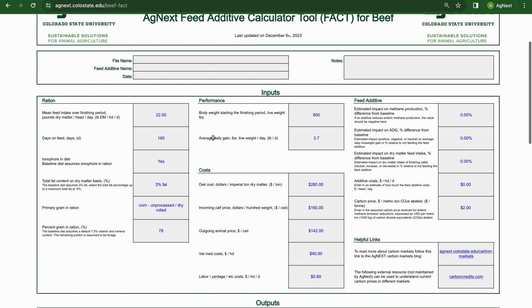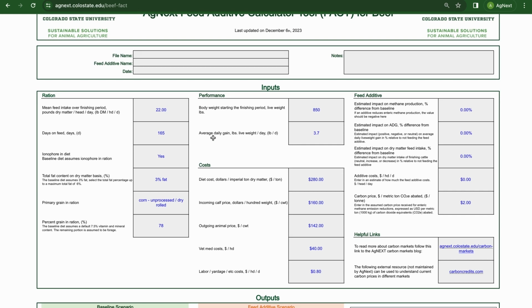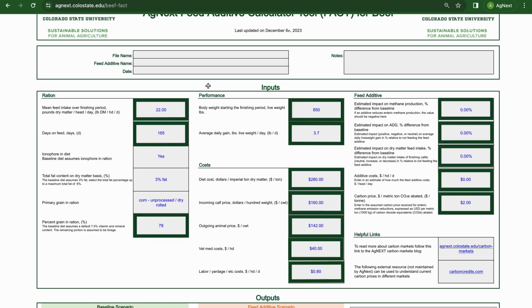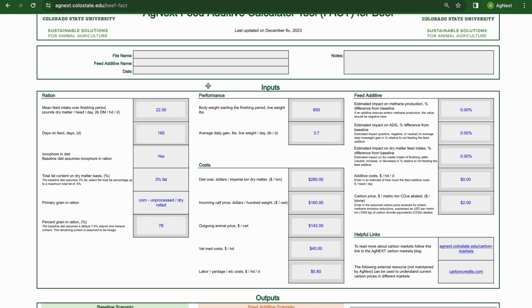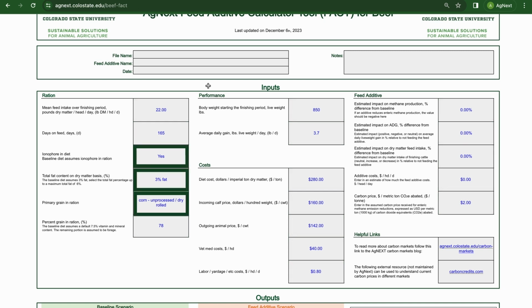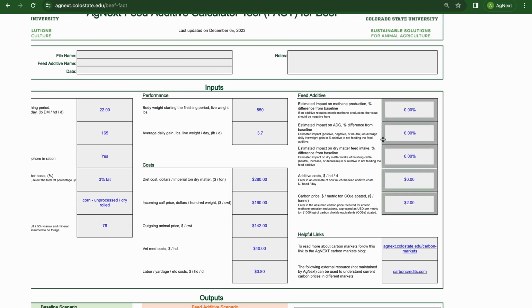The next section is the input section. Each one of the cells that has blue text is something that can be altered by the user. The cells that are highlighted now are the ones that are user defined, in terms of you can enter any numeric number in the cell. The ones that are highlighted now are ones that have drop-down menus where you can select based on what the drop-down menu provides. The key input section that we're going to focus in on is the feed additive input section.